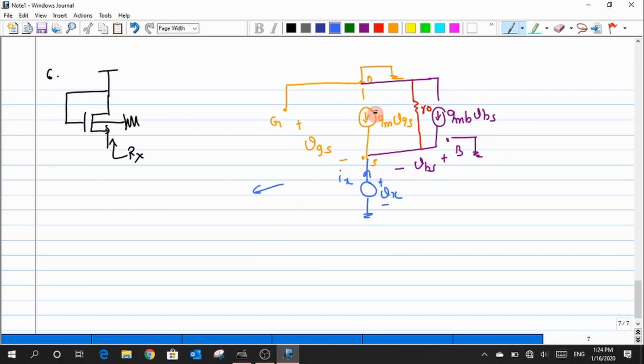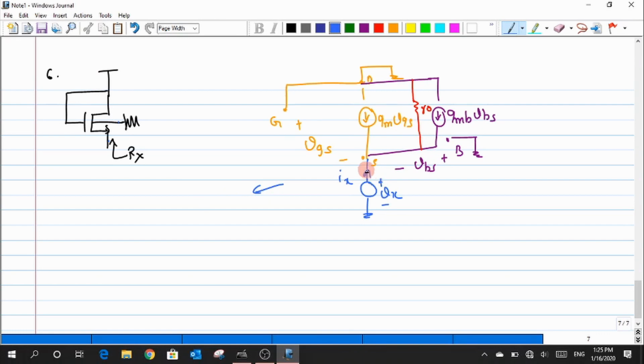This is the complete circuit. Are you clear with this circuit that has been drawn? Just because there is a potential difference between the source and the body, we have one more extra current that is flowing, which is gmb Vbs. So the polarity and everything remains the same as that of my Vgs.